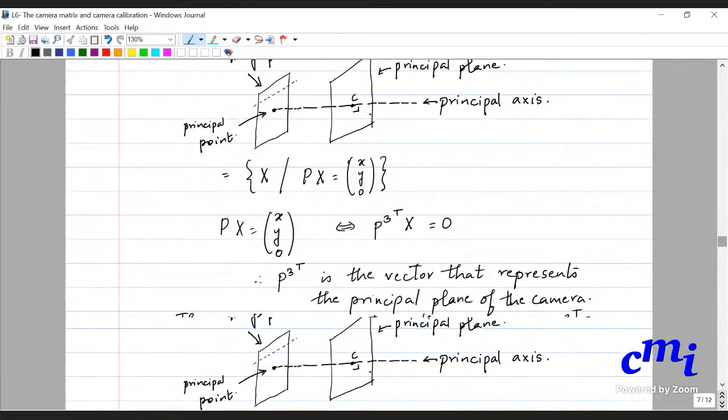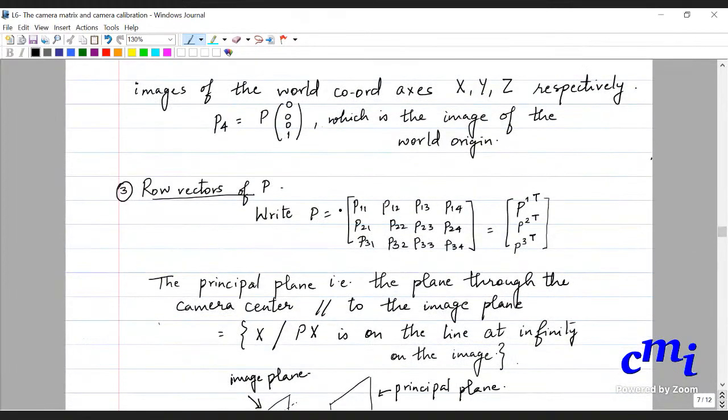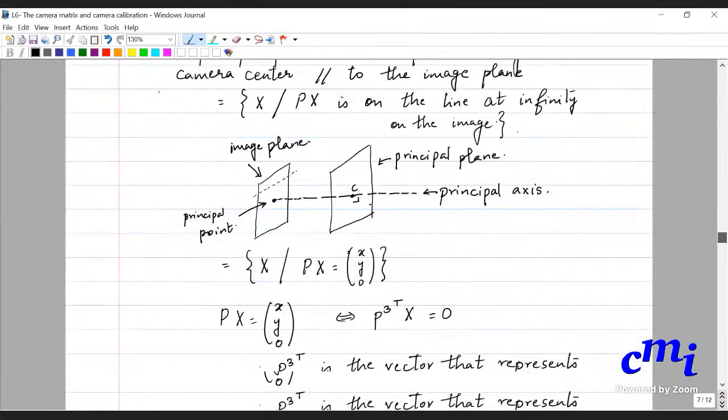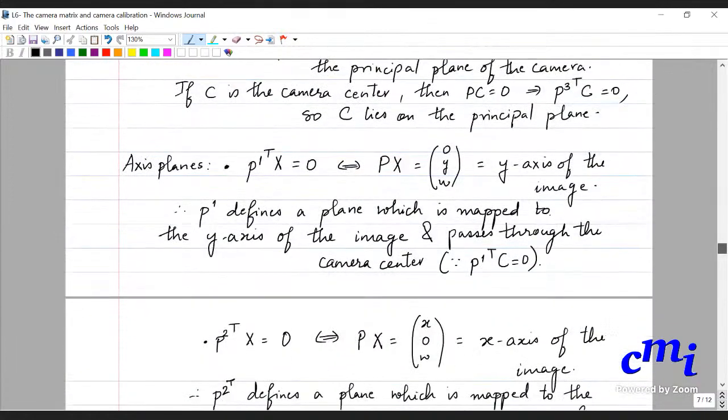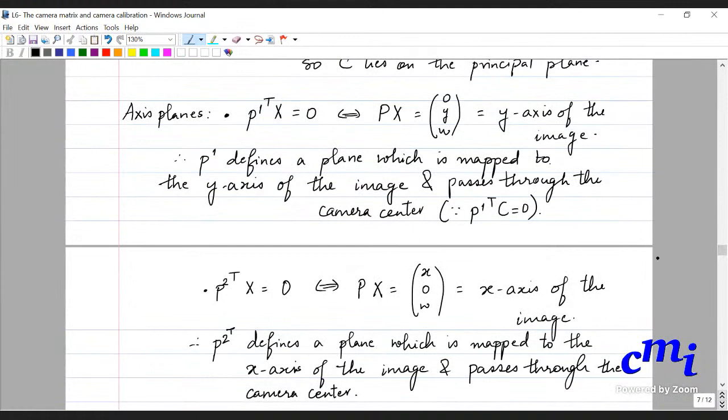So far, what did we see? Once we know this matrix P, we first find the vector that spans the null space of P, that is the camera center. The columns of P we have interpreted as images of the world coordinates, and the third row we have interpreted as the normal to the principal plane. Now, similarly, you can interpret the first and second rows also as vectors that give you the other two planes of the camera, in the camera space.